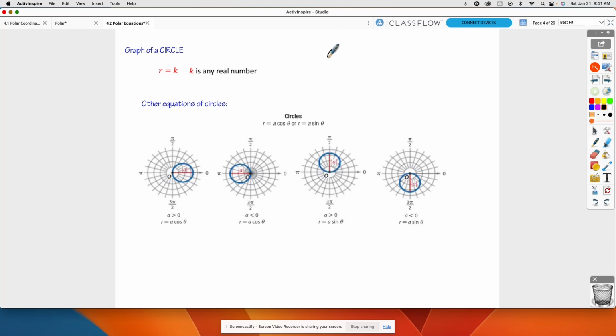So that means if say theta is equal to 0, your r is equal to k. If theta is equal to, say, pi over 3, your r is equal to k, and so on. So this doesn't change. The r value doesn't change.